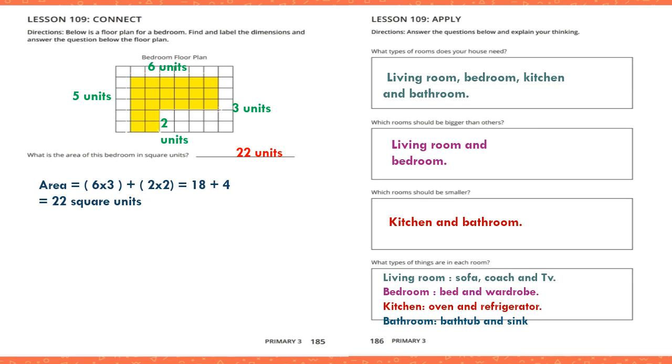Living room can have sofa and couch and TV. Bedroom can have bed and wardrobe. Kitchen can have oven and refrigerator. And bathroom can have bathtub and sink.